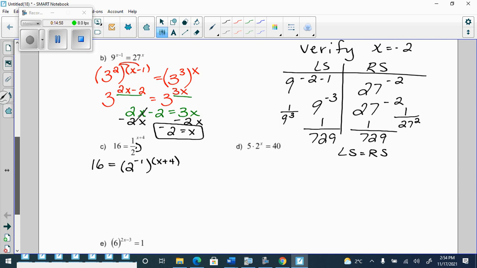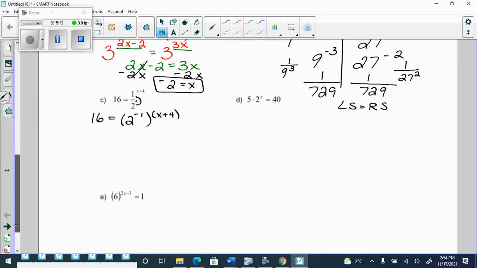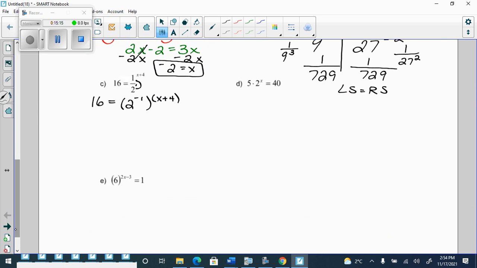What common base can I make them both be? You always make them be a smaller base, just so you know. 2. If 16 is 2 to the what? 2 to the 4. Remember, it's exponents. So 2 times 2 is 4, times 2 is 8, times 2 is 16. So it's 2 to the 4. And then this is 2 to the negative x minus 4.